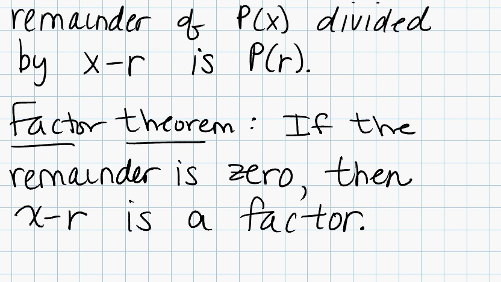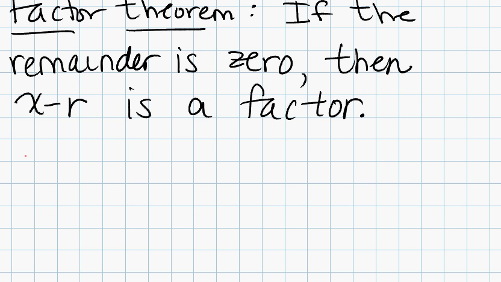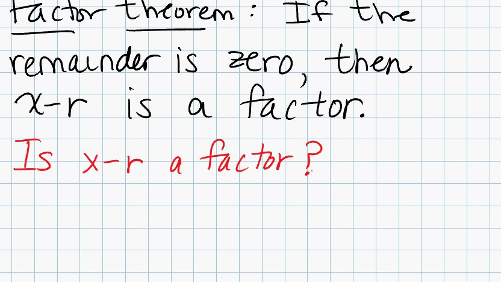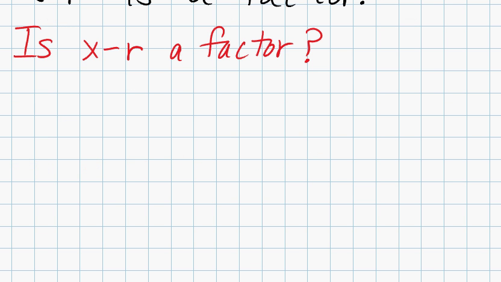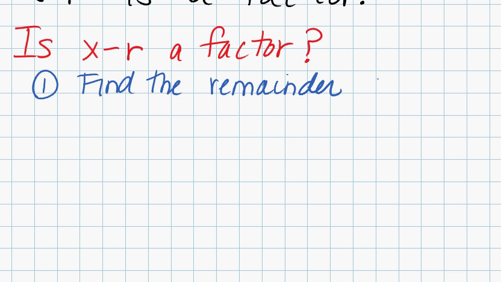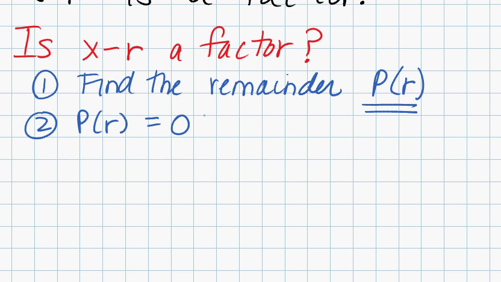So an example. We are asking ourselves, is x minus r a factor? In order to decide that, we have to find the remainder. So step 1 is find the remainder, which you find by evaluating p of r. And step 2 is, does p of r equal 0? If yes, then yes, it is a factor. If no, then no, it's not a factor.